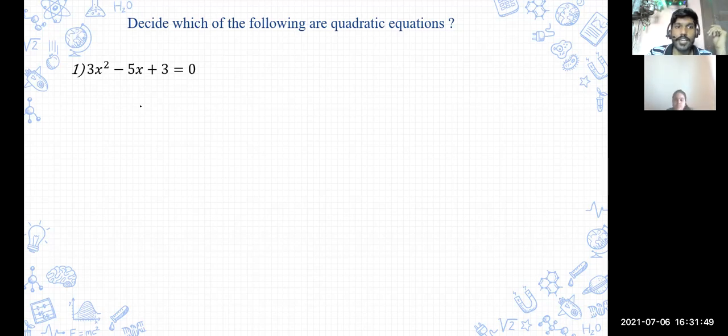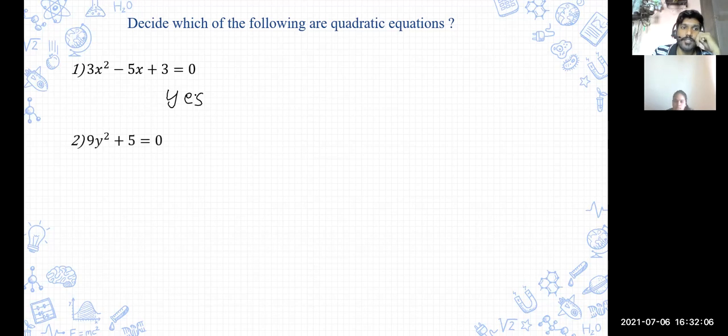Okay, it is 3x square minus 5x plus 3. First thing, is it a quadratic equation? Yes. The first thing you have to check is whether there is one variable or not, and whether it has degree 2. Yes. So yes, this is a quadratic equation. So I'll write here yes.